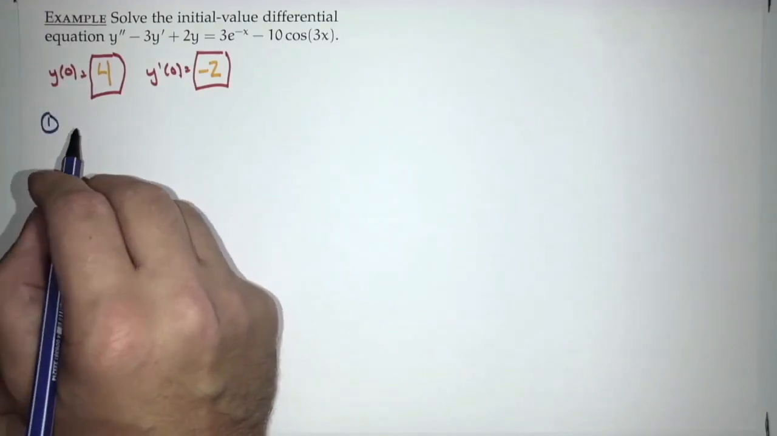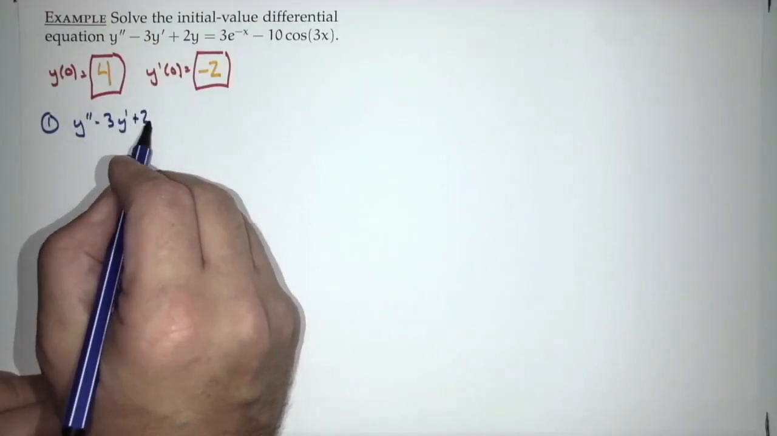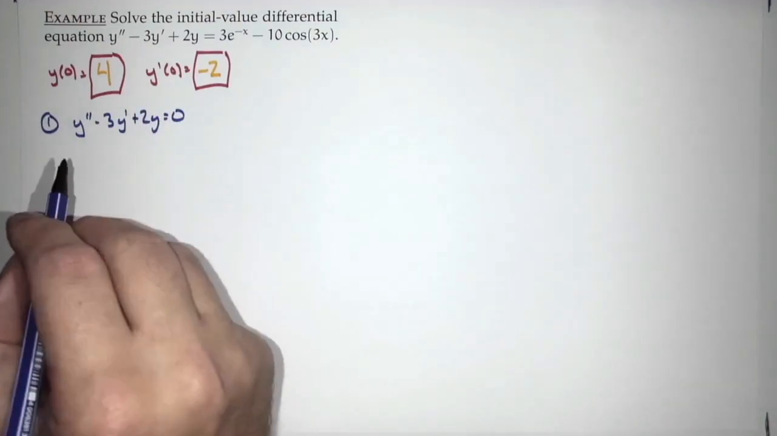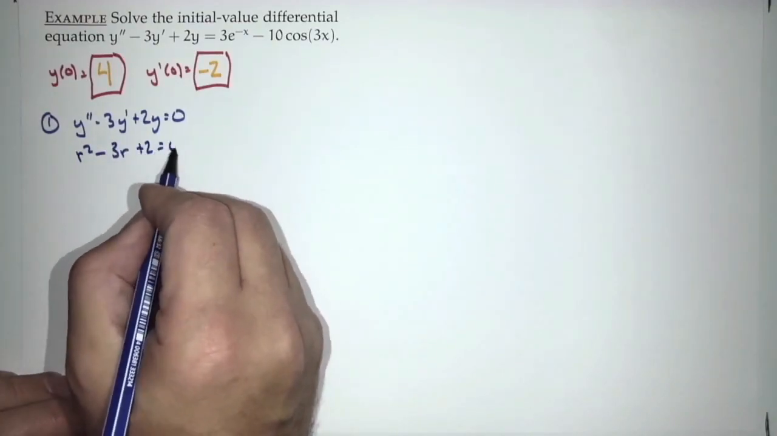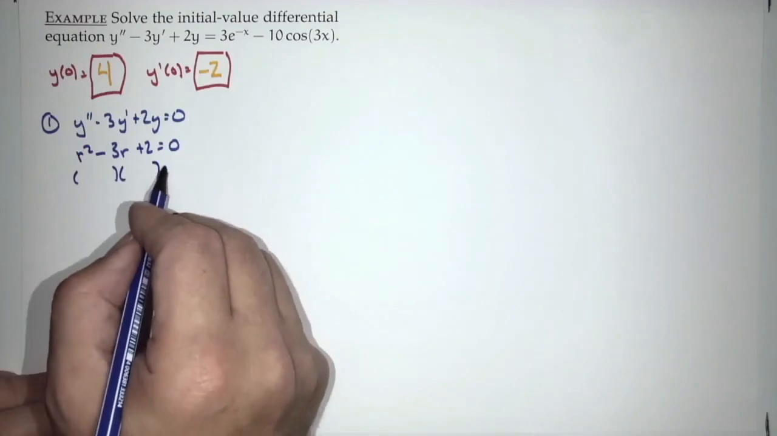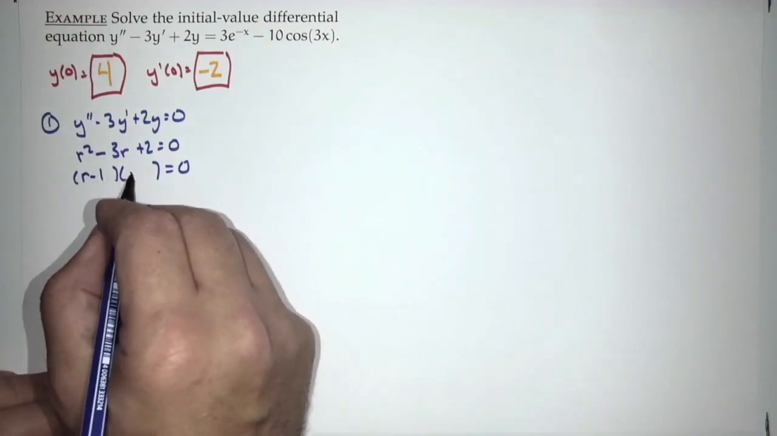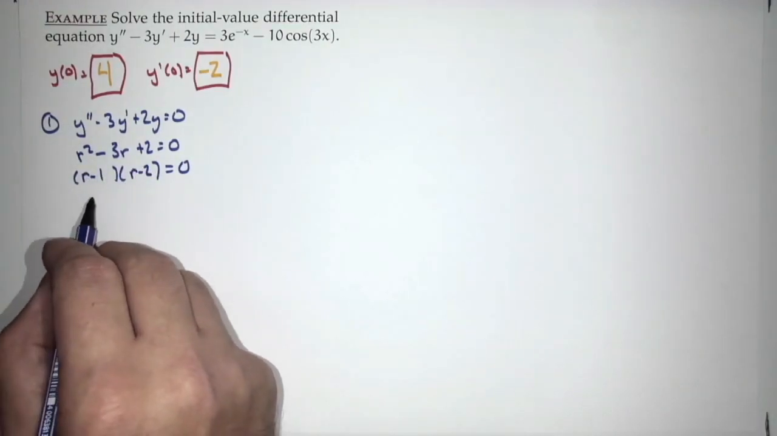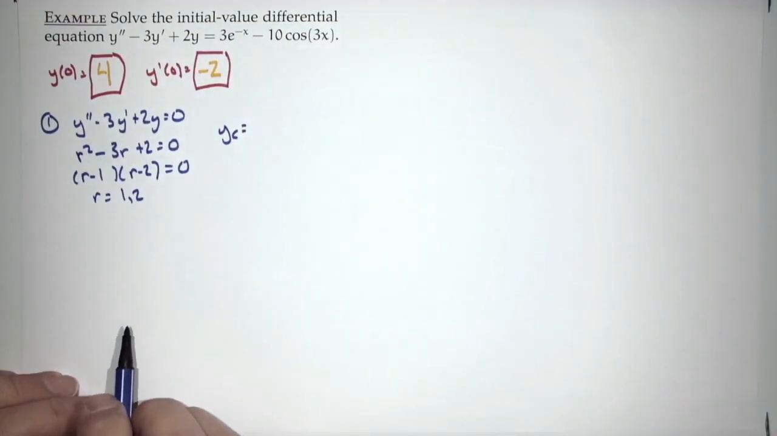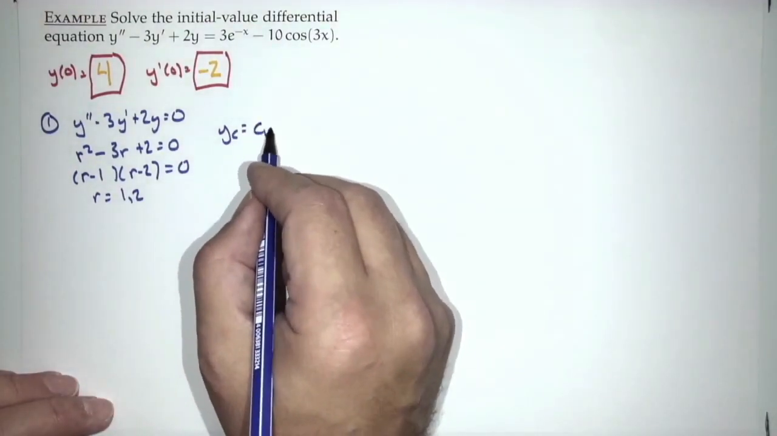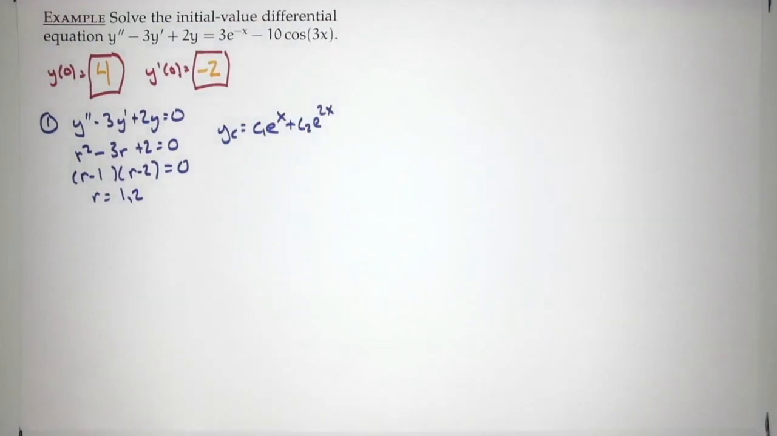So step 1, what's the first thing we do? Yeah, do the homogeneous part. Y double prime minus 3y prime plus 2y equals 0. Turn that into r's. What does it become? R squared minus 3r plus 2 equals 0. Does that factor? R minus 1, r minus 2. So what are the roots for r? 1 and 2. So our complementary solution looks like C1 e to the x plus C2 e to the 2x. Okay, so that's not new. This is stuff we've already done.